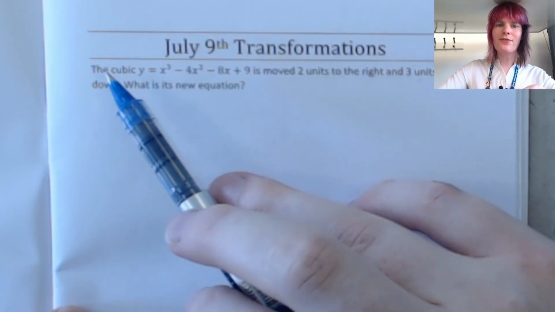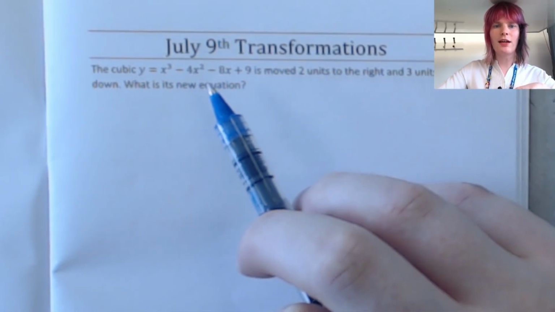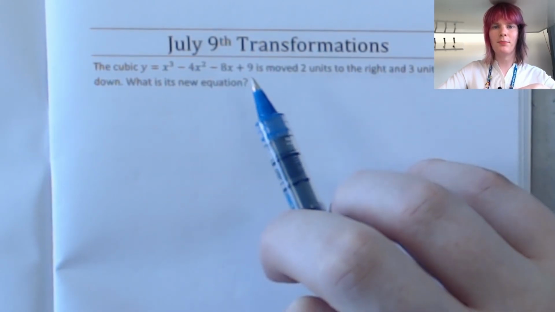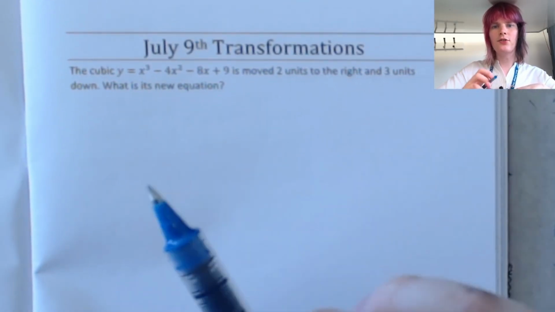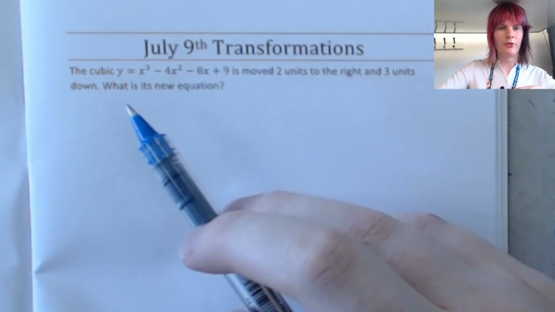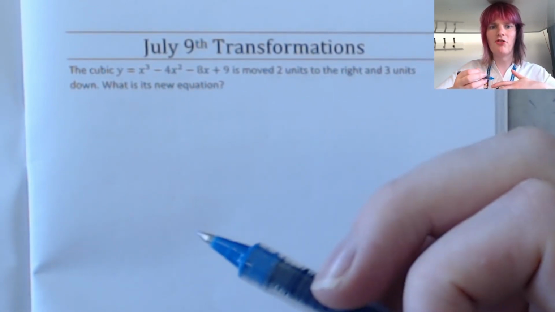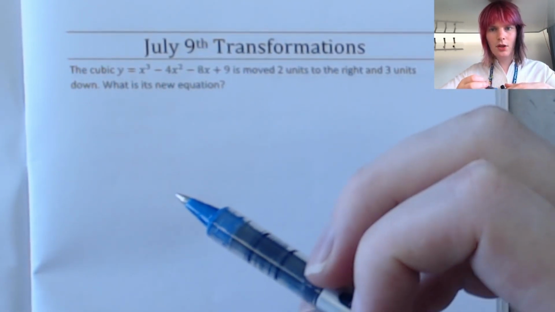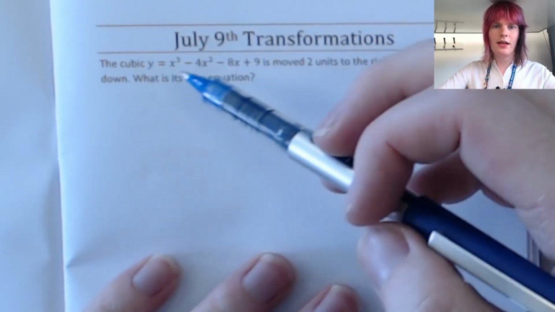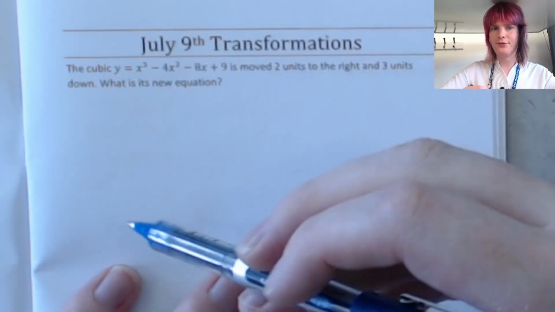The question we have is we've got this cubic, y is equal to x cubed minus 4x squared, take 8x plus 9. And we're moving it 2 units to the right and 3 units down. We want to know what the new equation will be. So this is a bit of a transformations thing going on. And what we're going to want to do is encode these transformations into our graph.